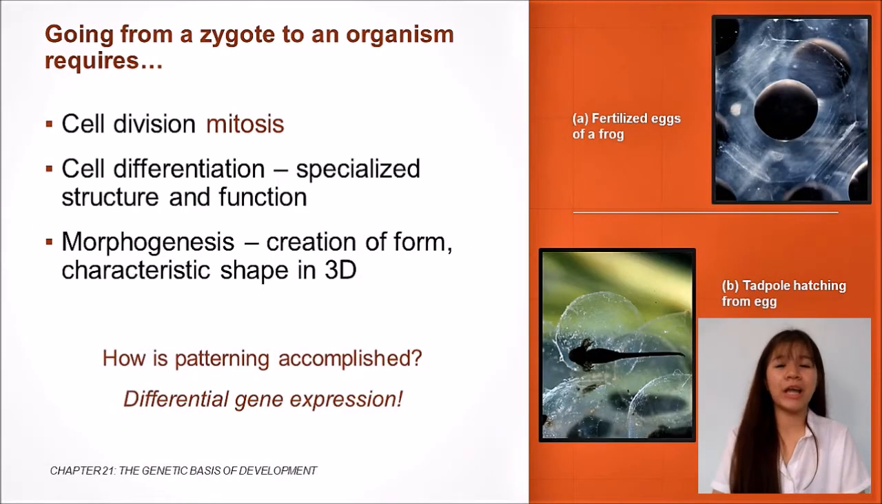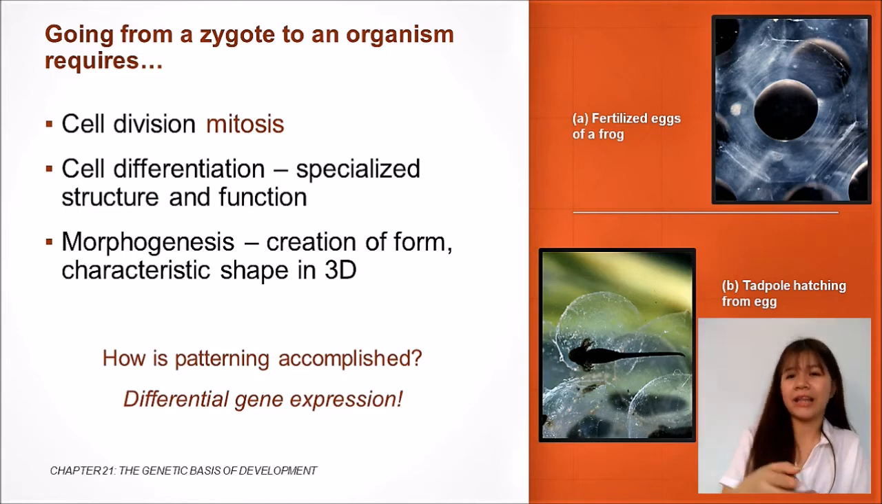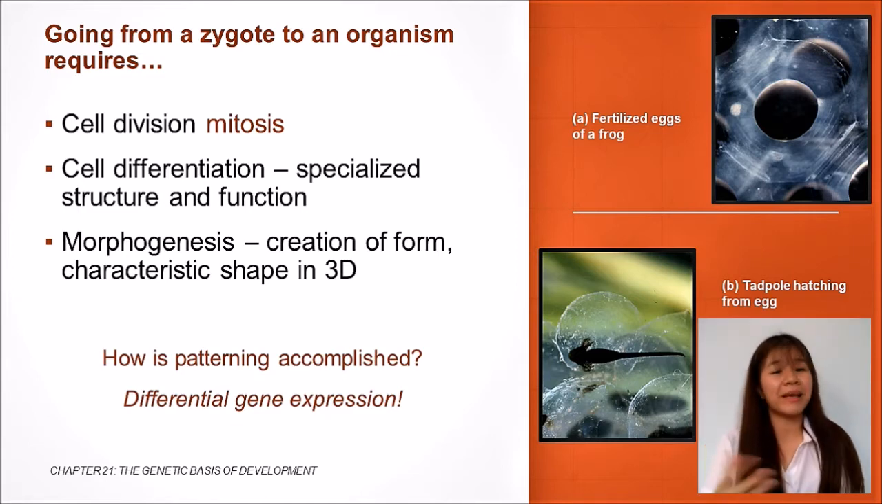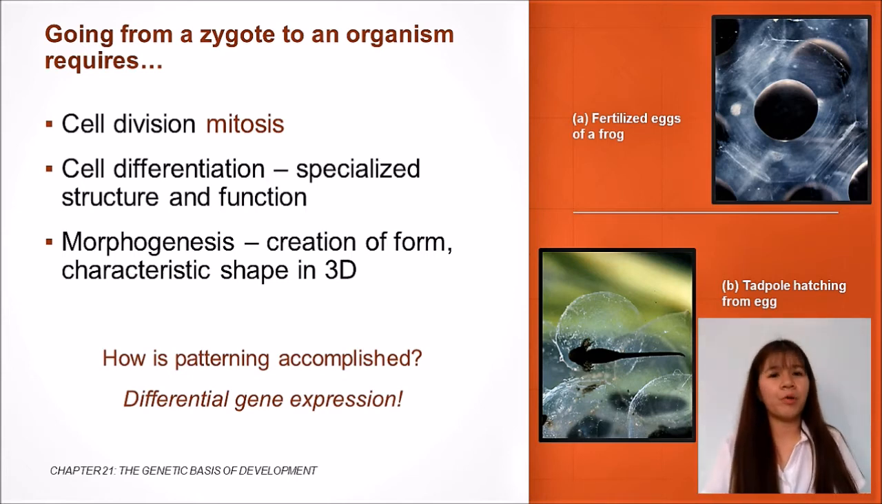So this time we're going to have a quick overview about how an organism from a zygote turns into a full individual. You can see there on your screen in the upper right, it is basically eggs from a frog, which is turned into a tadpole. It is very complex. So we're going to discuss how it is going to happen.